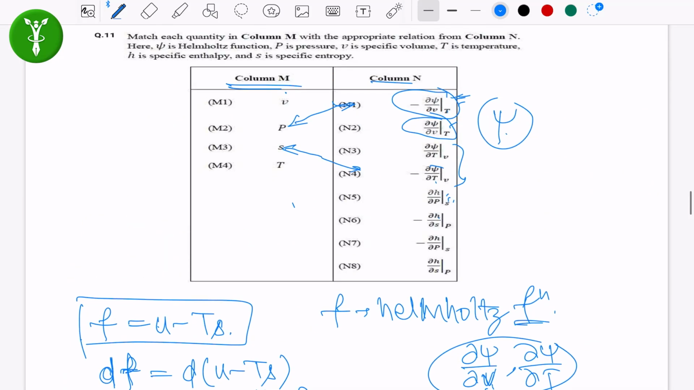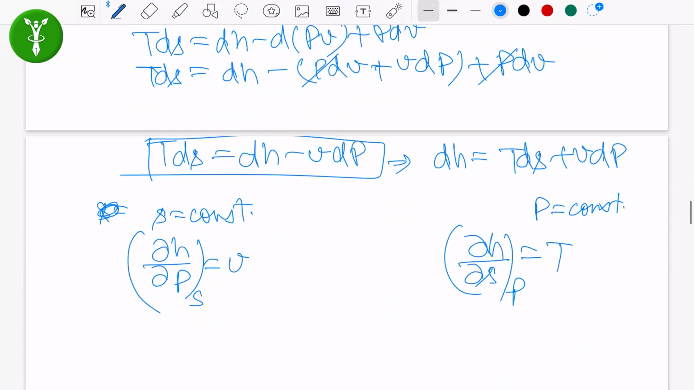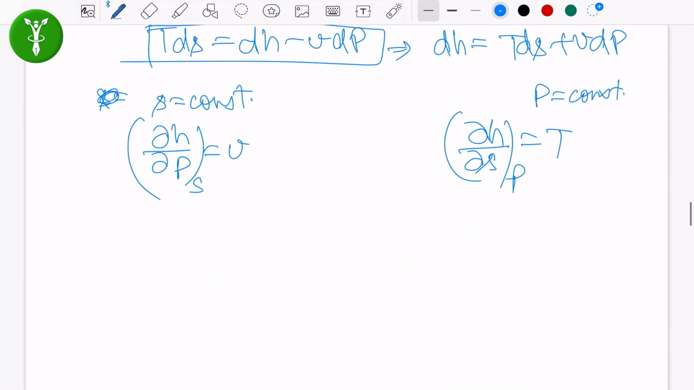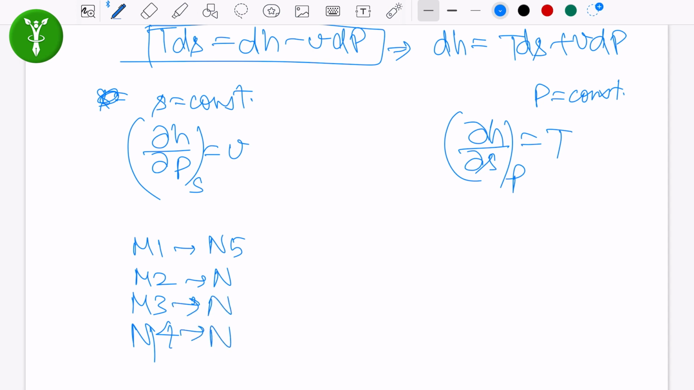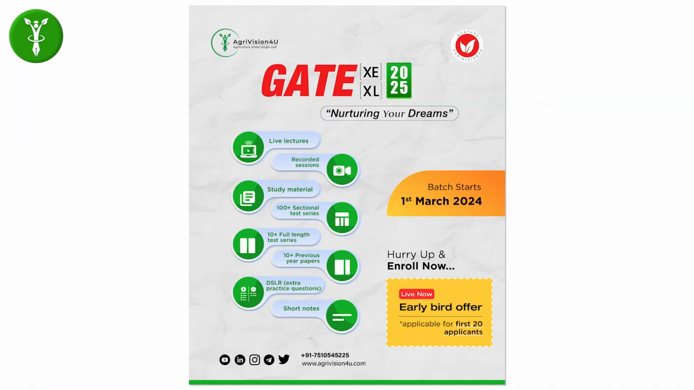N5 will be matched to M1, and N8 will be matched to temperature. Okay, this is it. So M1, M2, M3, M4, N5, and N4, N3, N8. Okay, this is the answer.